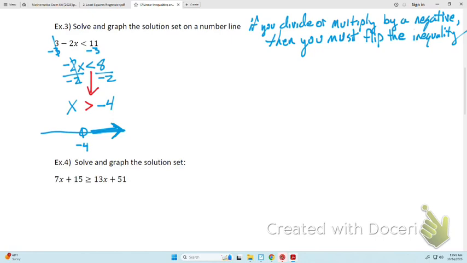Let's try number 4. I like x's on the left, so I'm going to do that. If you want to get x's on the right, that way you don't get a negative x, then you should get the same answer as me. But I'm going to move numbers to the right side.